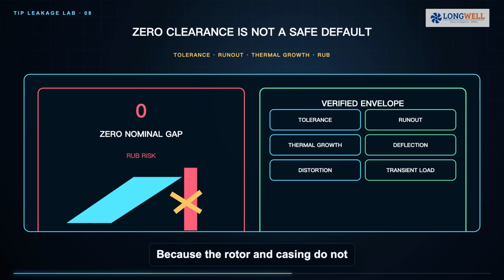If leakage is undesirable, why not design zero clearance? Because the rotor and casing do not stay perfectly fixed. Manufacturing tolerances, assembly eccentricity, shaft runout, bearing motion, thermal growth, rotor deflection, casing distortion, and transient loads all consume clearance. A rub can damage a blade, casing, or bearing system, so aerodynamic ambition must remain inside a verified mechanical envelope.